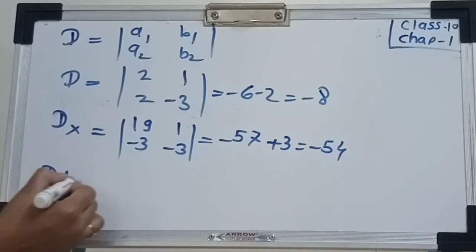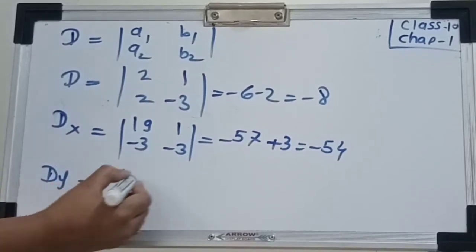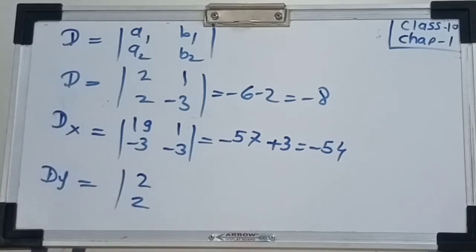Now we find Dy. What is the formula for Dy? A1, A2, which is 2, 2, and C1, C2, which is 19 and minus 3.